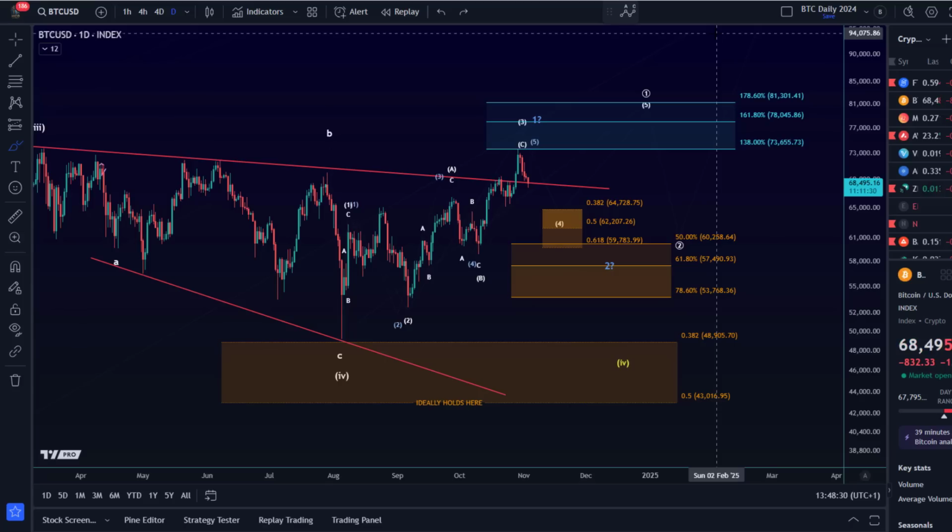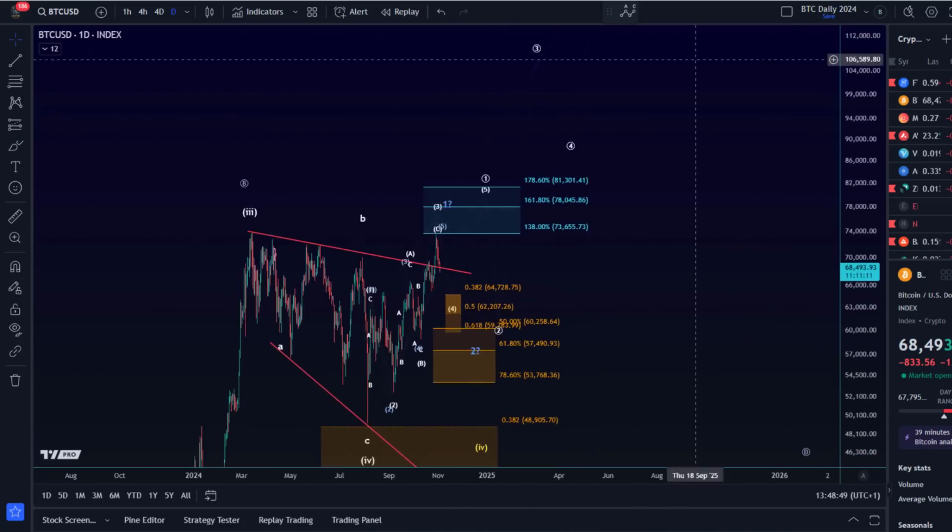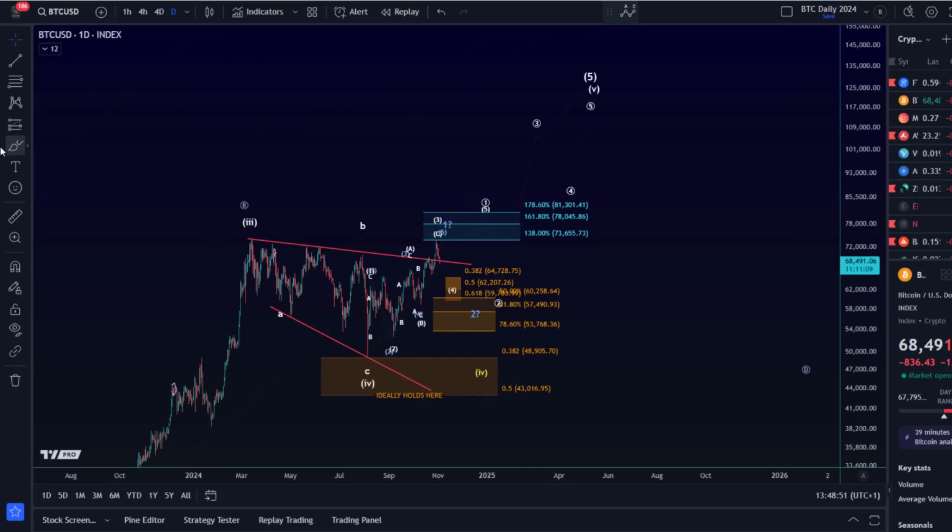And that would be below, or at least with a high likelihood, below 53,768 USD, because that's the support area relevant for the blue count, which also only works if the larger degree 4th wave indeed bottomed on the 5th of August. Now zooming out a little bit, once we get this 5th wave up complete in the white count, and I prefer the white count at the moment, blue would be an option, but we will probably know more about that during the next deeper pullback.